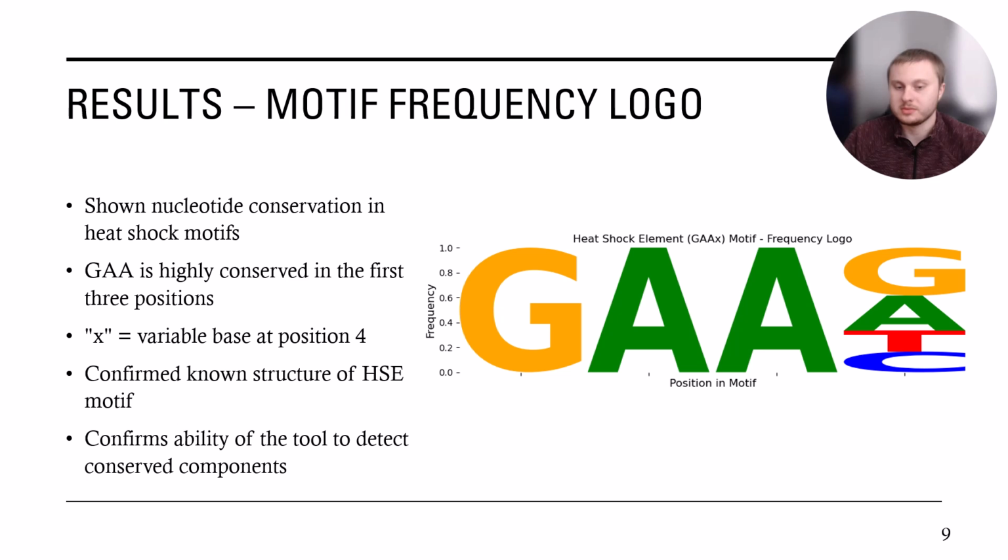So in the very first position, which is on the very left, we have G. We only have G. That means that we can confirm that this is a G. And then at the second and third position, we have A's. So we can definitely confirm that GAA is highly conserved in the first three positions after the heat shock. And then at the fourth position, it could be any one of the nucleotides. So that's why we would label it as X, so GAAX.